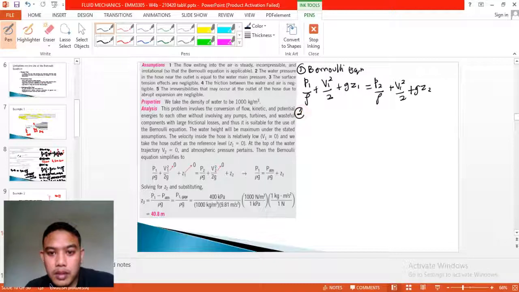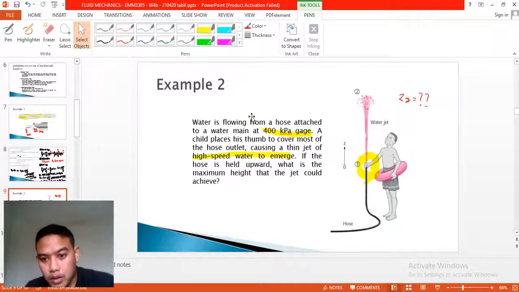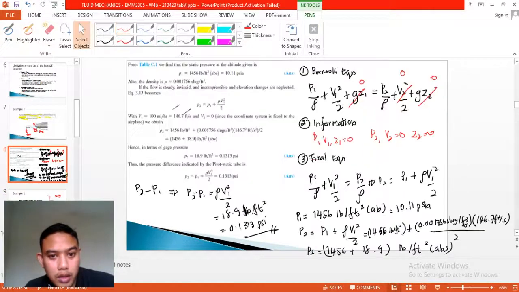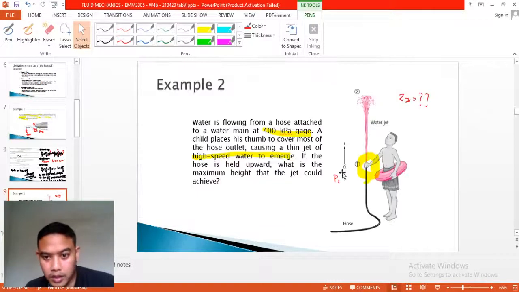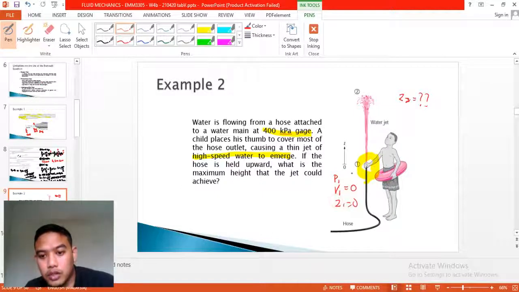The second step is information. Okay, we go one by one. At point 1, there is a pressure effect. Velocity V1 is equal to 0 due to the starting velocity from point 1, and Z1 equals 0 due to the datum.